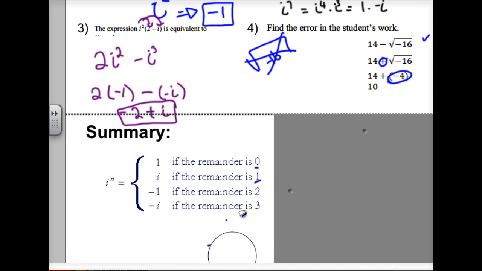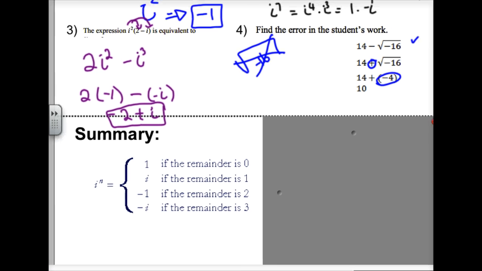So first, for our summary today, we're just going to summarize what we talked about when we evaluate i. So remember, i to some power, we want to check it in terms of 4. If there is no remainder, it will always be 1. If there is 1 remainder, it will be i. If there is 2 remainder, it will be negative 1. And if there's 3 remainder, it will be negative i.